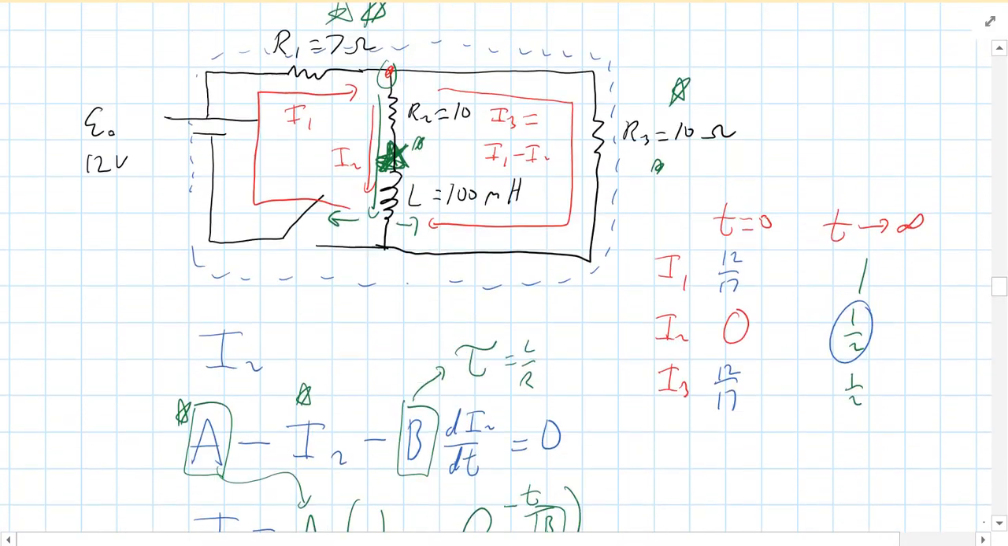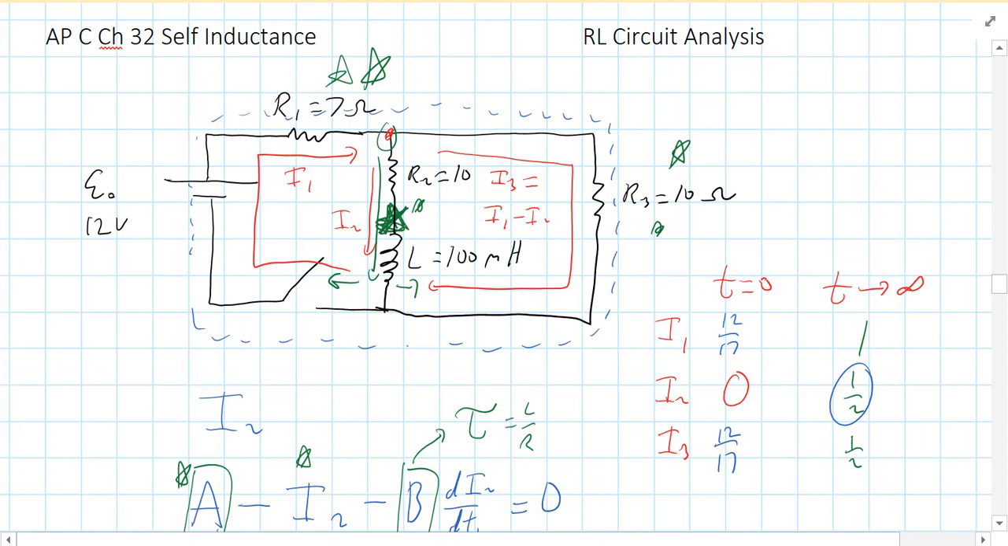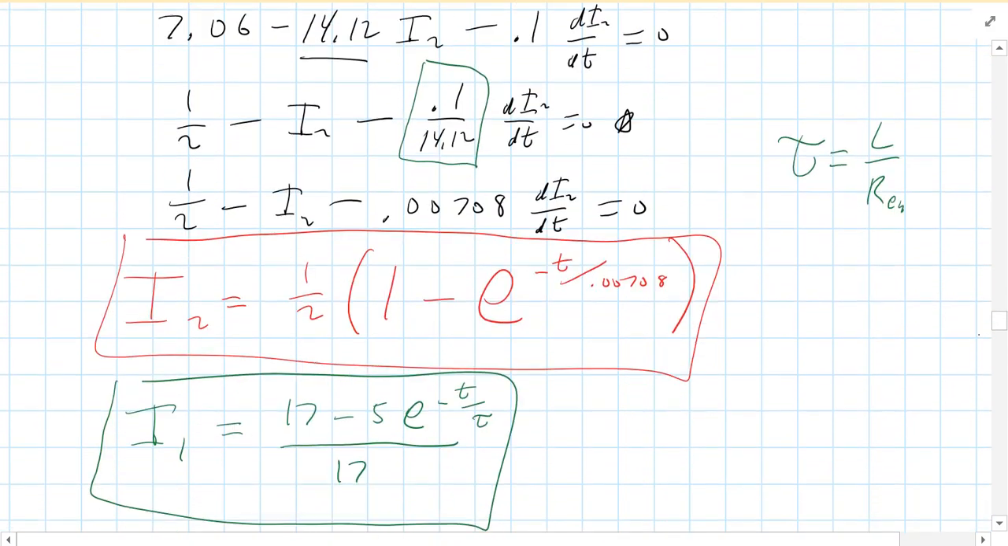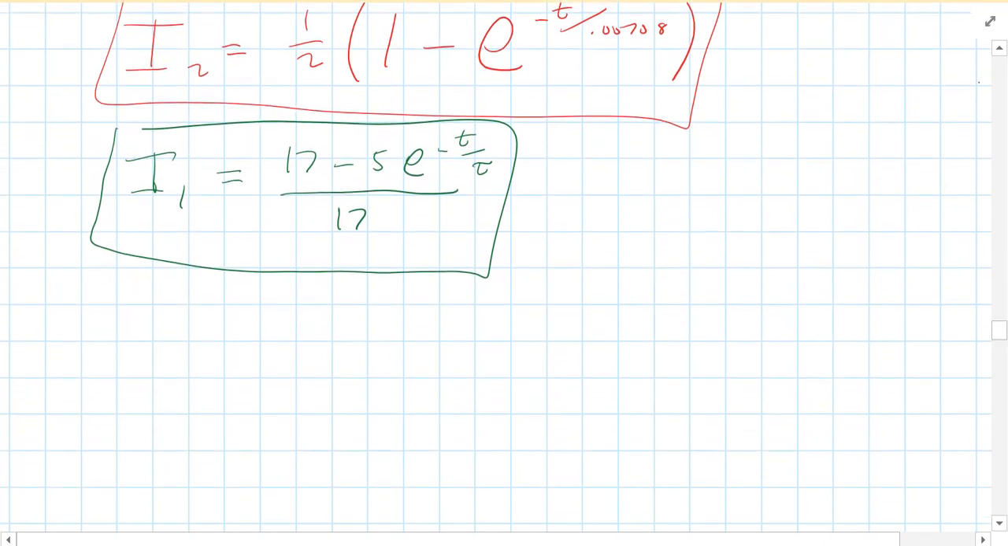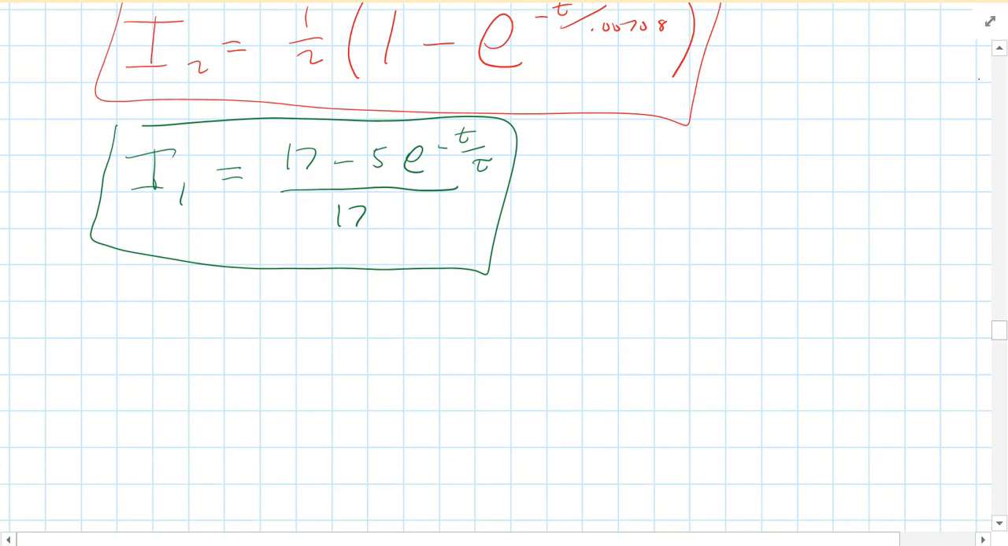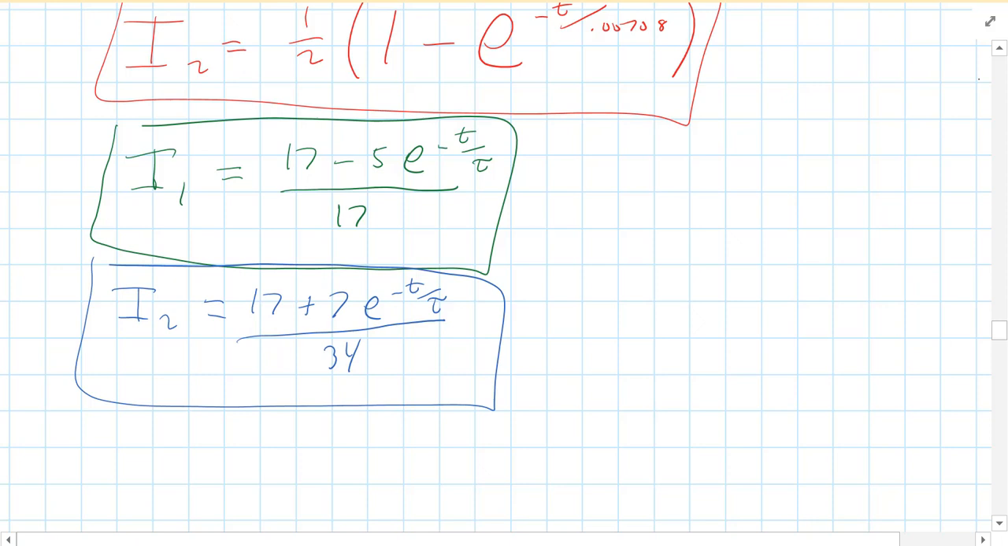We know that I3 right there is equal to I1 minus I2. So if you take this minus this, with common denominators, and you carefully subtract, and again, I'll spare you all the algebra, you would get 17 plus 7e to the negative t over tau, divided by 34. So once you put like terms together and get a common denominator, you get that.